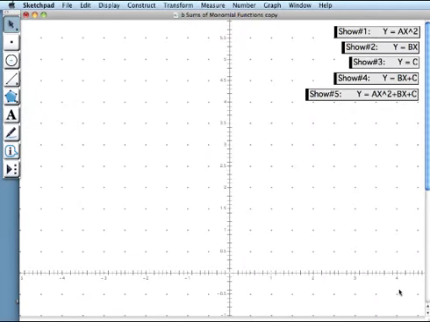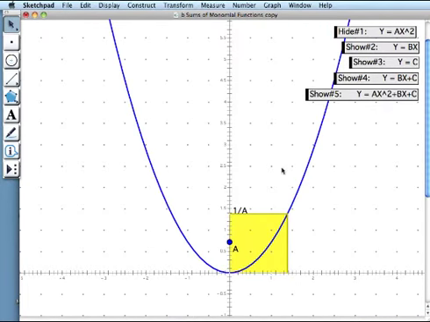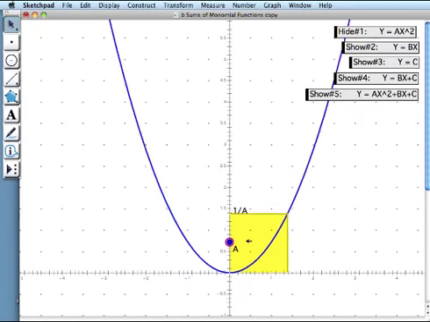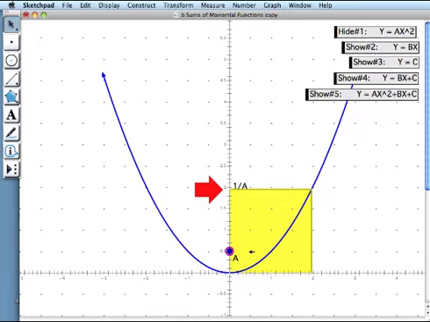Next, let's look at the function y equals a times x squared. Notice that, as the value of a changes, the yellow square always goes through the point that is a's inverse. So, the corner of the square is at the point 1 over a on the horizontal axis. Then, notice that the blue parabola always goes through the corner of the yellow square. So, when the value of a changes, the shape of the blue parabola changes.